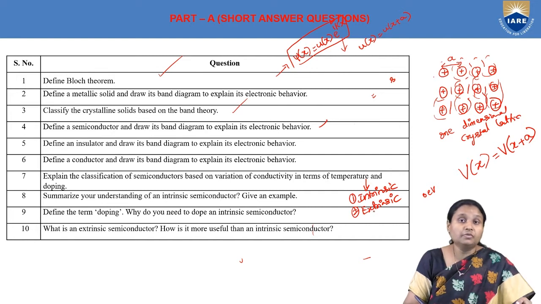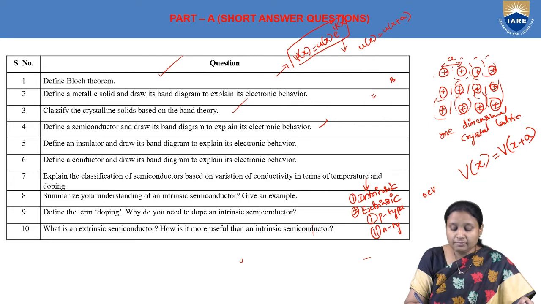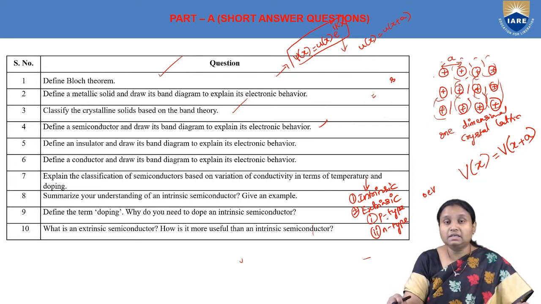Based on what type of dopants we are adding, extrinsic semiconductors are again of two types: one is P type and the second is N type. In P type, we add trivalent impurities. In N type, we add pentavalent impurities.